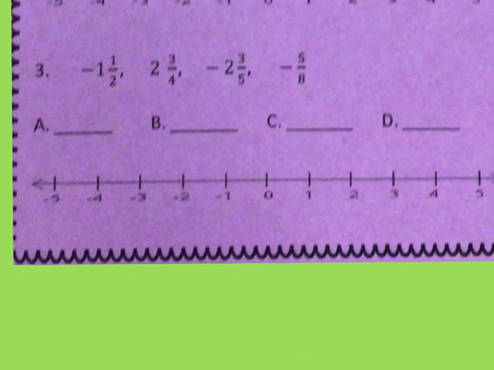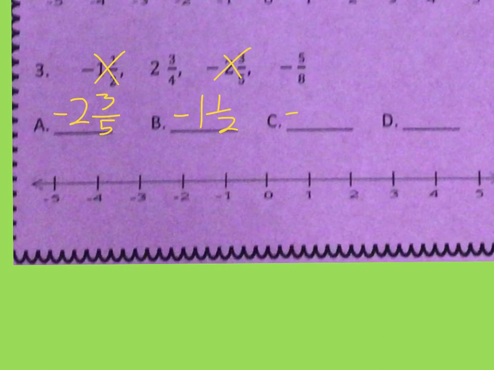Okay, so which one is the furthest away from 0 on the negative side? Well, we've got -2 3/5. Then we've got -1 1/2. Then we got -5/8. And then we have a +2 3/4. Okay, so let's graph these.